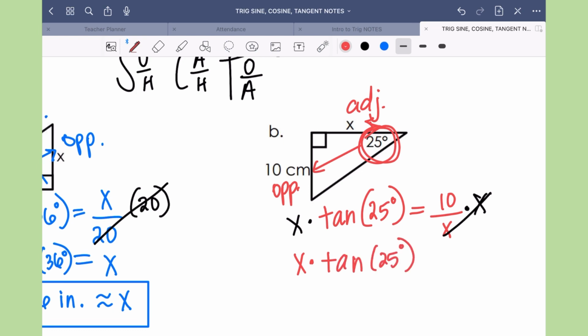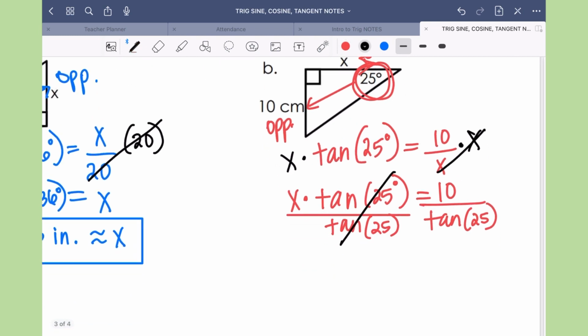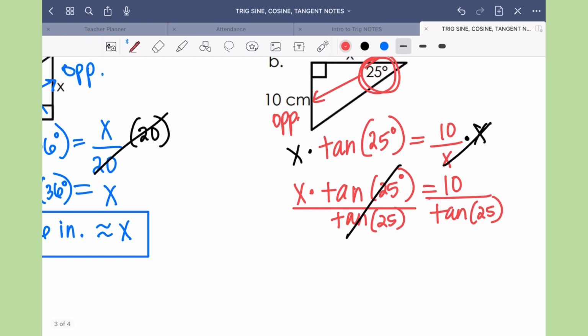So we are here. And then how are you going to get rid of this multiplication? How are you going to undo this? X needs to be alone. So I'm going to divide by the trig function, tangent. Divided by tangent of 25, both sides. So now they cancel. And we're left with x equal to 10 divided by the tangent of 25.